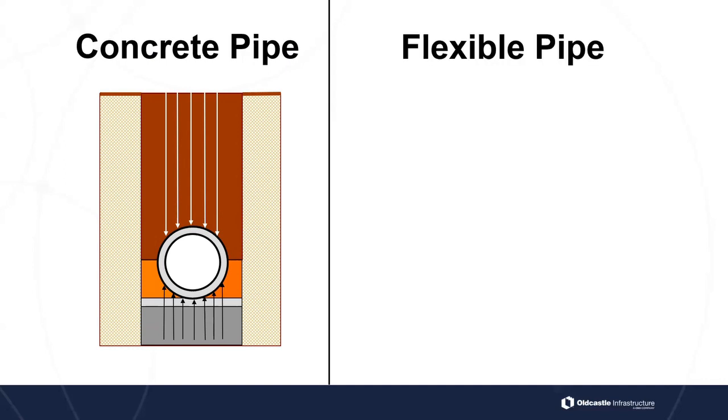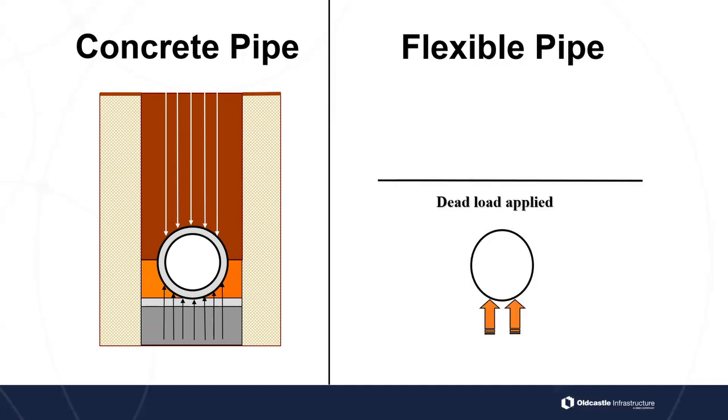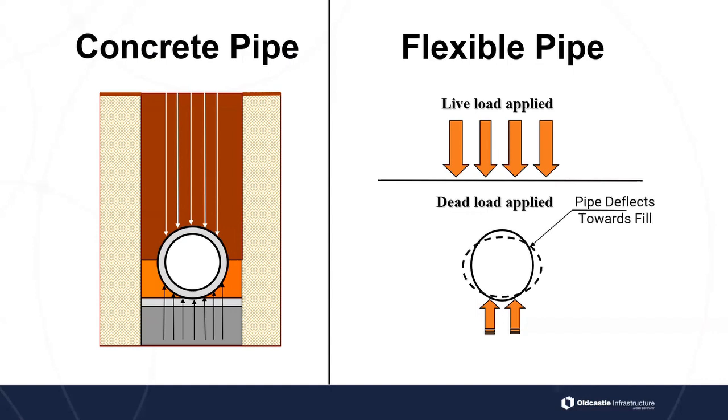Okay. Now, flexible pipe's a little bit different. With flexible pipe, if we have that dead load coming down on it, and we've got that reactive force pushing up on the pipe, right? We also have a live load on top of it that's coming over it. That's any of that movement load, like vehicle traffic or anything that's going to be moving on top of that. That's your live load. Now, when we have these loads applied, that surcharge or reactive load on the bottom and the live load or dead load on top, the pipe is going to tend to deflect towards that fill area. So it's going to squash or deflect a little bit.